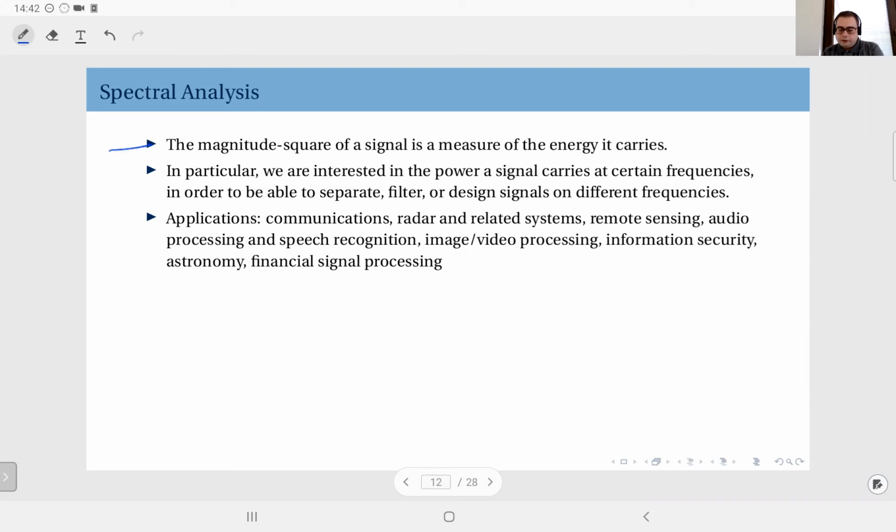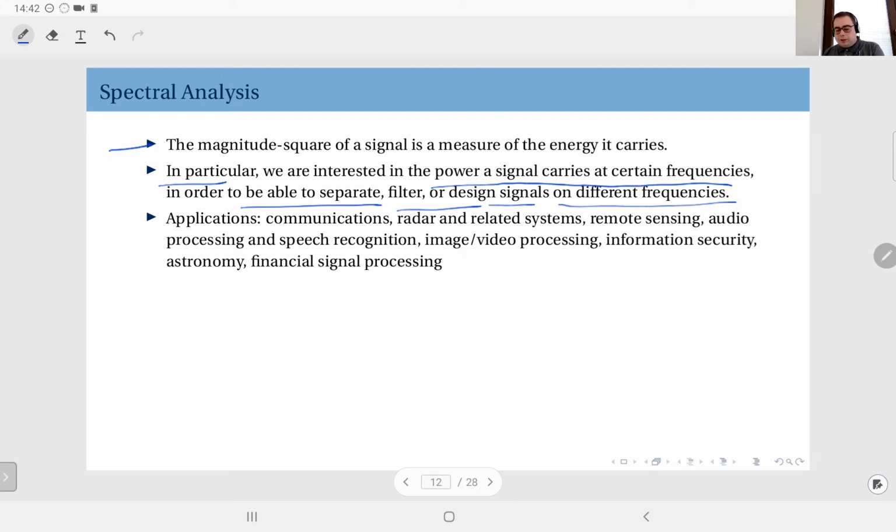So in particular, we are interested in the power a signal carries at certain frequencies. We would like to know at which frequencies the signal has its power concentrated. And why do we need this? We want to be able to separate, filter, or design the signal on different frequencies for different applications.